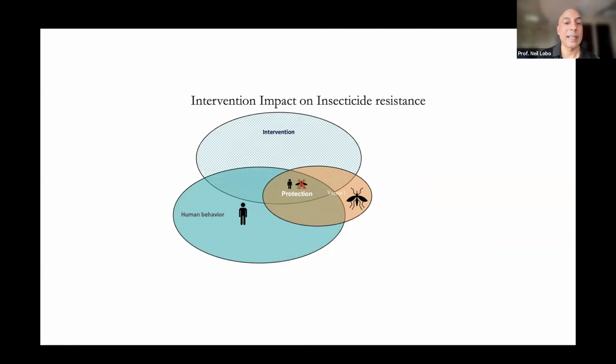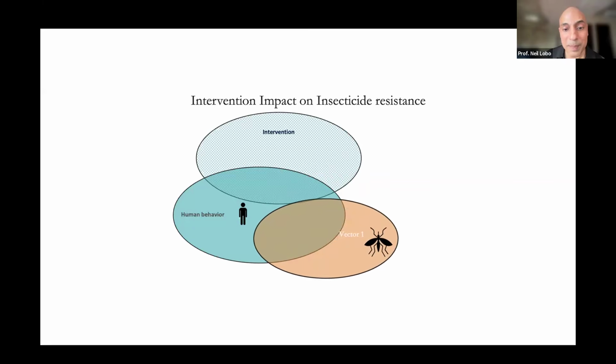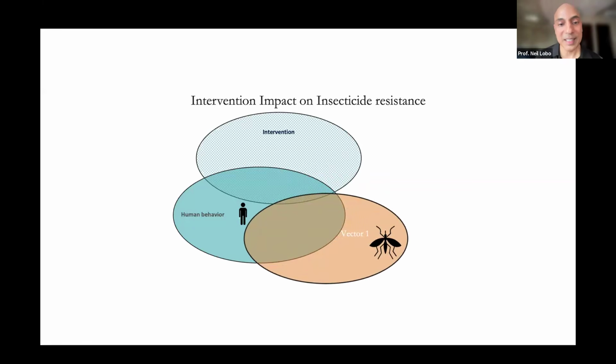And of course, insecticide resistance is the third thing that might happen. And you can see that as insecticide resistance develops, your vector becomes less impacted by your intervention. And then what might even happen is the population might grow even more, right? Because it's not being impacted by your intervention whatsoever.